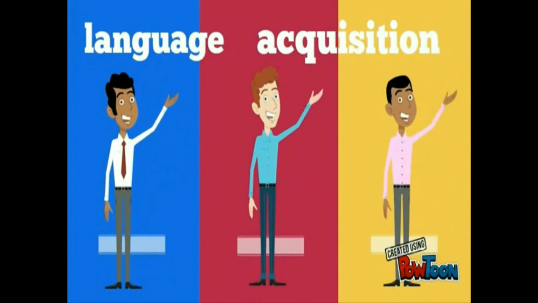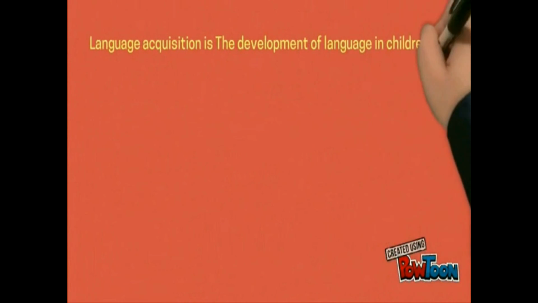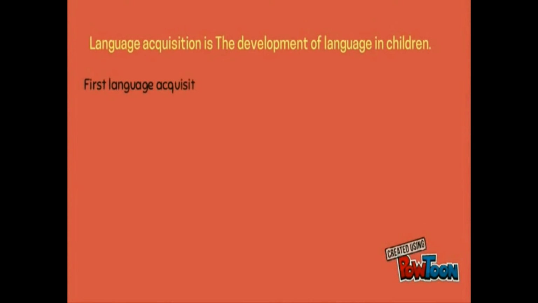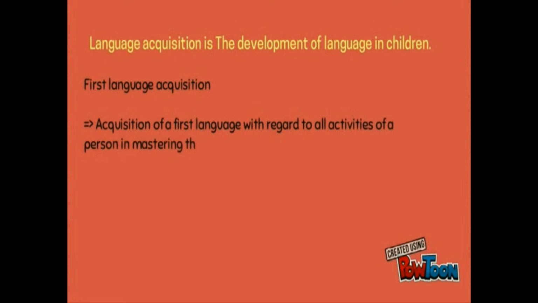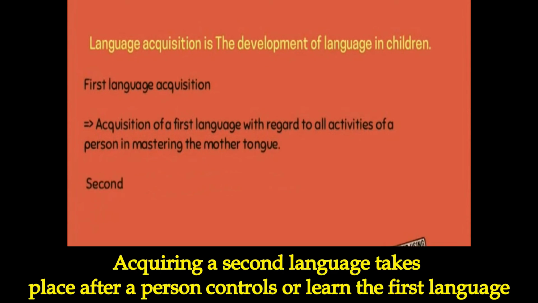Well, here we go to learn about one of applied linguistics. This is language acquisition. Language acquisition is the development of language in children. Language acquisition is divided into two. First, first language acquisition. It is the acquisition of a first language with regard to all activities of a person in mastering the mother tongue. Then, second language acquisition. It is acquiring a second language that takes place after a person controls or learns the first language.